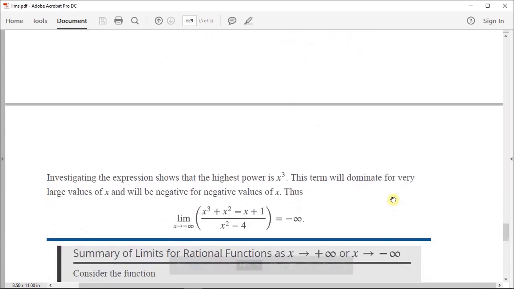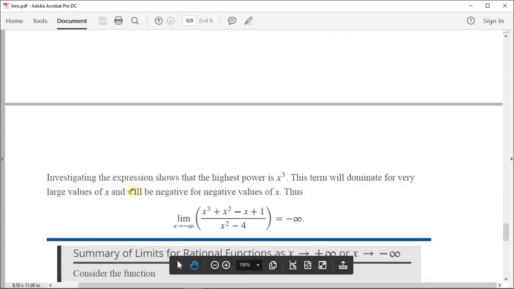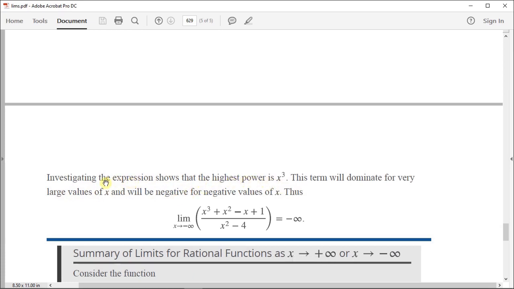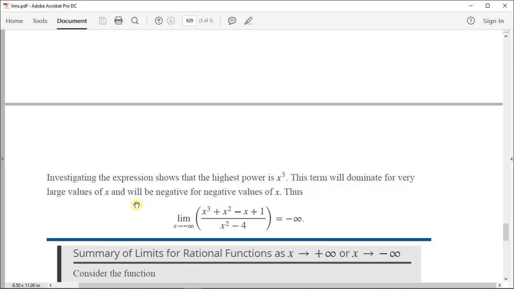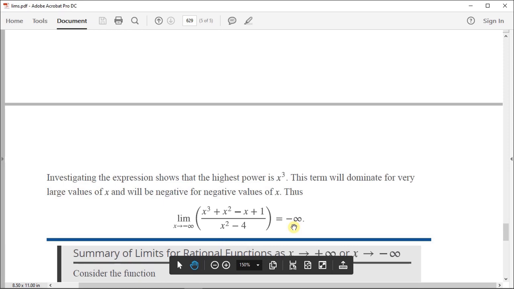Okay, so they're going about it a little bit different way than I'm going to show you in the example problems, but investigating the expression shows the highest power is x cubed. In other words, x cubed is your biggest thing, and it's on top. This will dominate for very large values of x and will be negative for negative values of x. Thus, the limit goes to negative infinity.